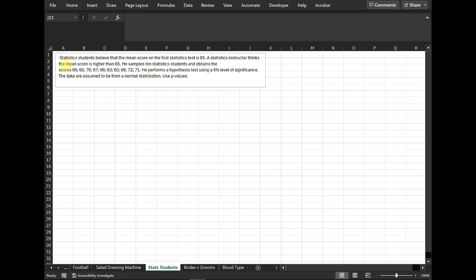So for this example, we have that statistics students believe that the mean score on the first statistics test is 65, and a statistics instructor thinks that the mean score is higher than 65. So he samples 10 statistics students and obtains these scores. So he performs a hypothesis test using a 5% level of significance, and we're going to use a p-value for this particular test. So the first thing that we need to know is just what are the hypotheses.